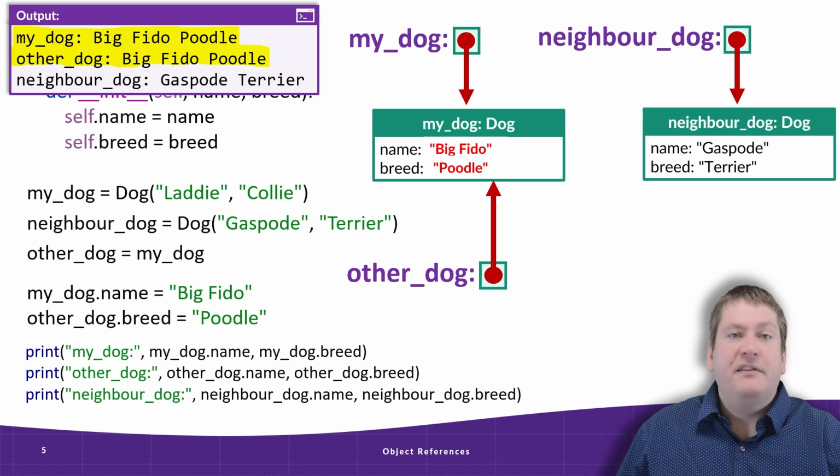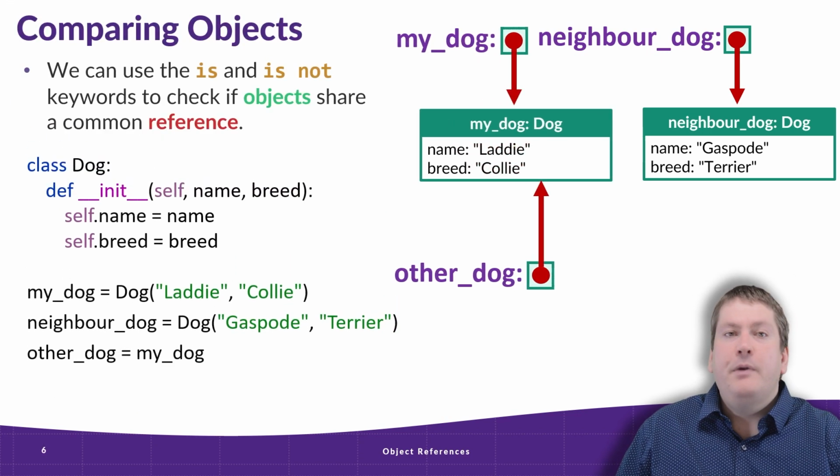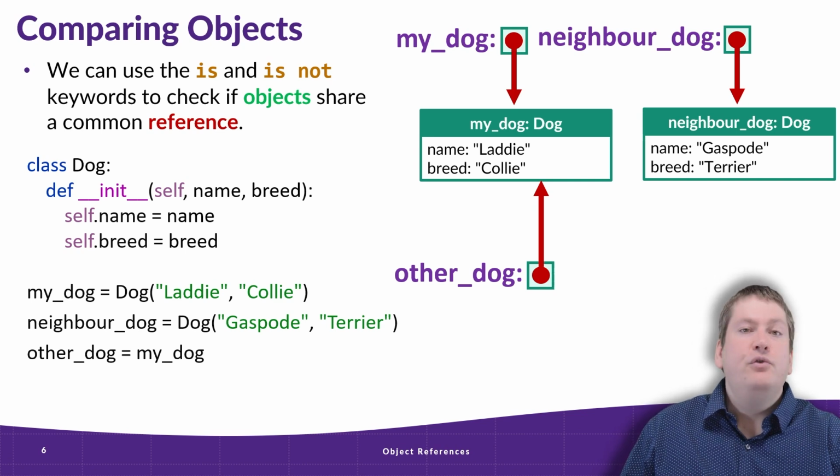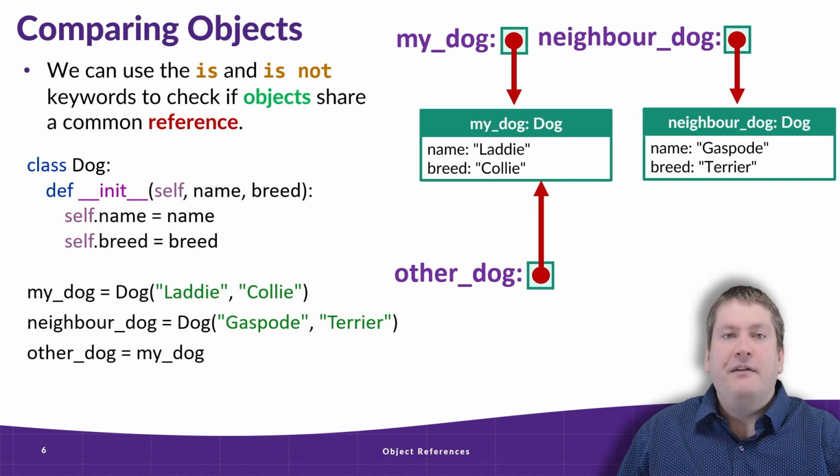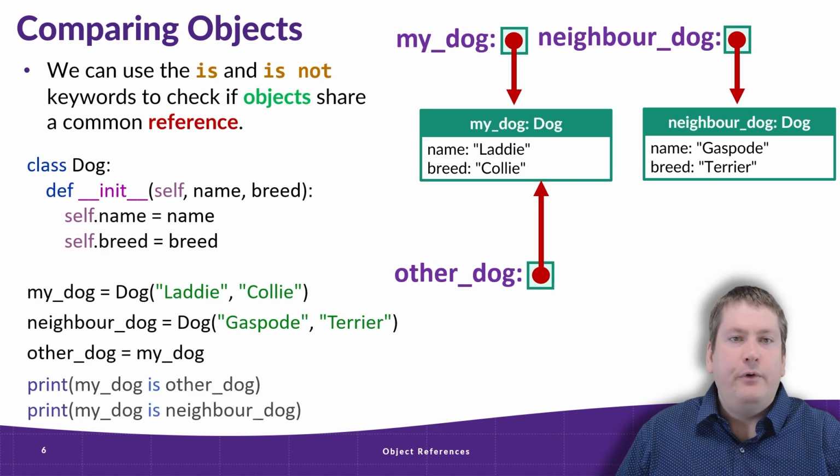When working with objects and classes in Python, it is important to keep track of which variables are referencing which objects. And luckily for us, Python does provide us a way, or an operation in this case, to check if two variables are referencing the same object. And these operations are is and is not. We can use these keywords to check if two objects share a common reference. Are they the same object? Let's take a look at what this would look like in our code.